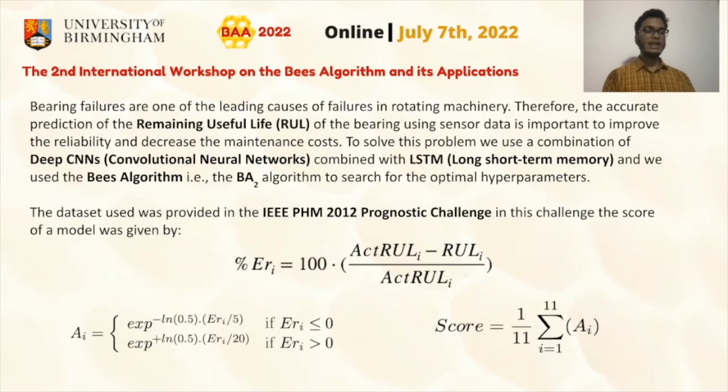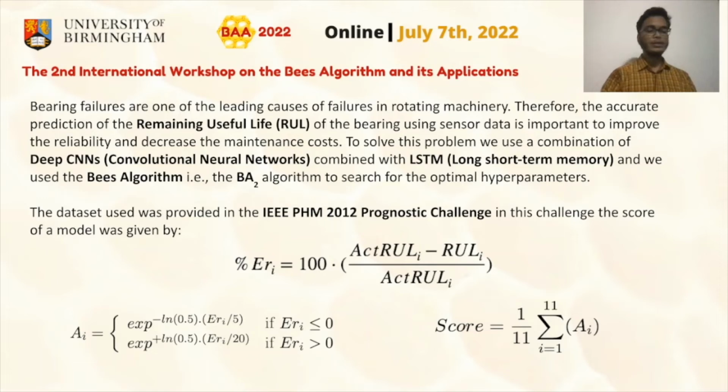Bearing failures are one of the leading causes of failures in rotating machinery. Therefore, the accurate prediction of remaining useful life of bearings using sensor data is very important. It is important to improve reliability and decrease maintenance cost. To solve this problem, we use deep CNNs and LSTM along with the Bees algorithm to search for hyperparameters. The dataset which we used was from the IEEE PHM 2012 Prognostic Challenge, which had 5 training bearings and 11 test bearings. The evaluation metrics of the model are given here.